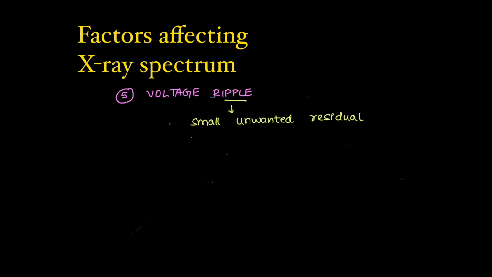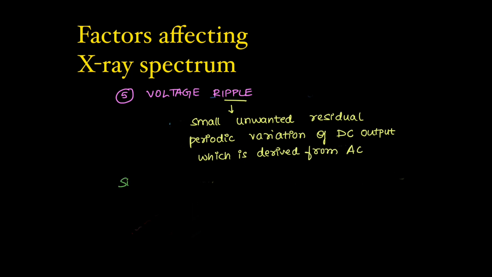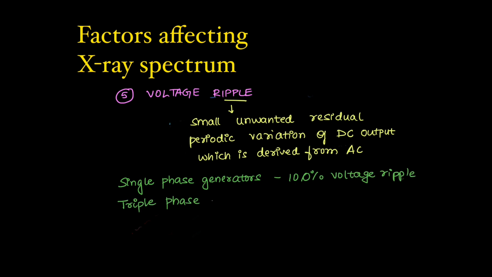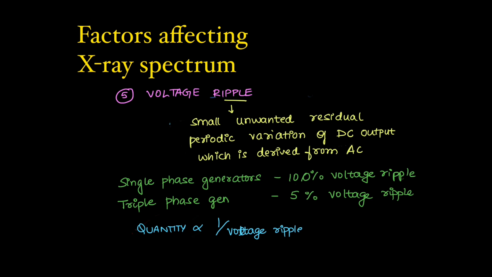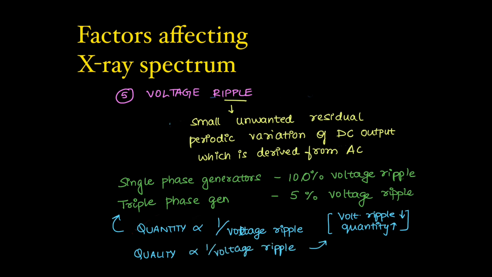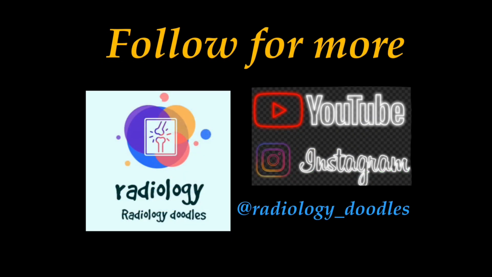When voltage is applied across cathode and anode, it shows a ripple. Ripple is nothing but small unwanted residual periodic variation in the DC output when it is converted from AC output. The single phase generators have 100% voltage ripple, but the newer triple phase generators have only 5% voltage ripple. So the quantity and quality are better in a triple phase generator. So lesser the voltage ripple, higher the quality, higher the quantity. That's all about the process of X-ray generation.